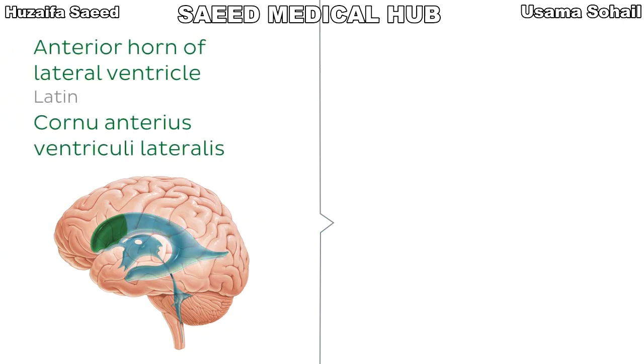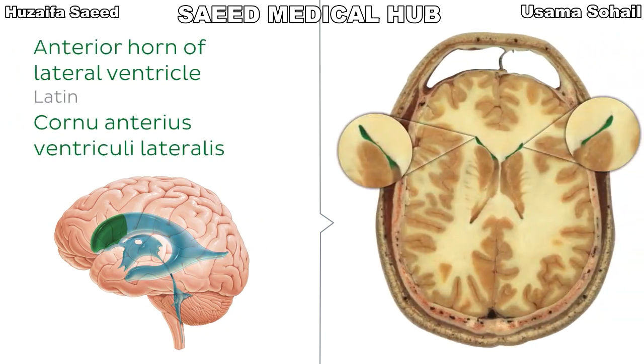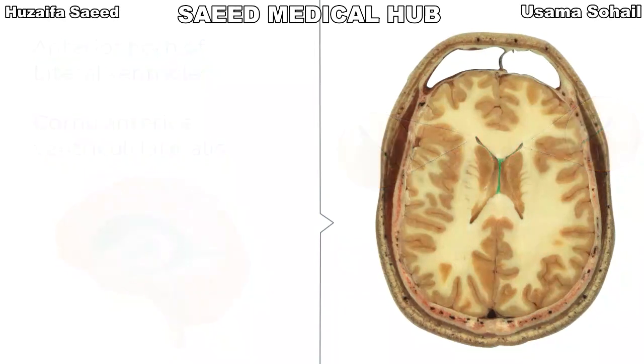So since we're this superior in the brain, in this image on the left, we can see the anterior horn of the lateral ventricles. And this is the structure now highlighted within the brain, again giving us an idea of where in the brain it sits. The final structure within the brain that we'll identify at this level is the septum pellucidum, and this structure forms the medial wall of each of the lateral ventricles.